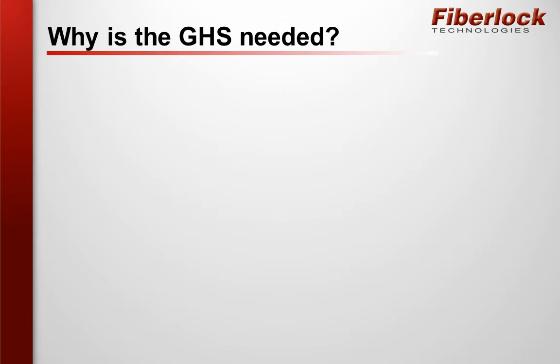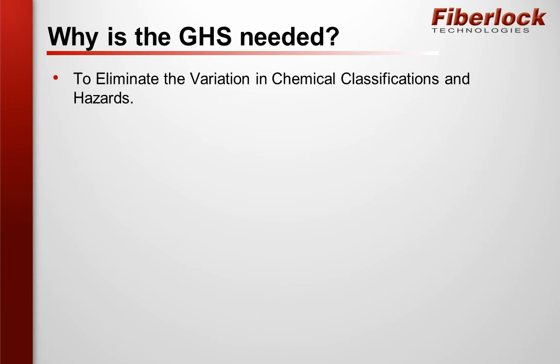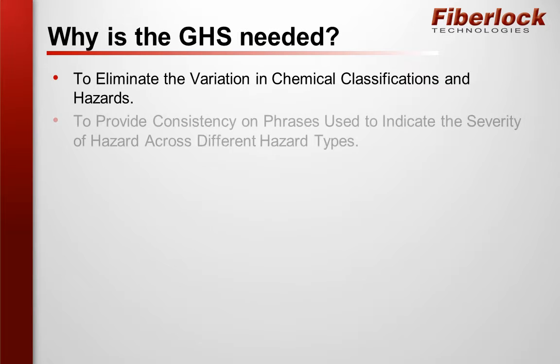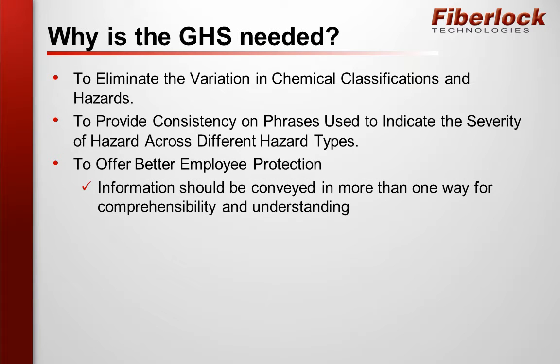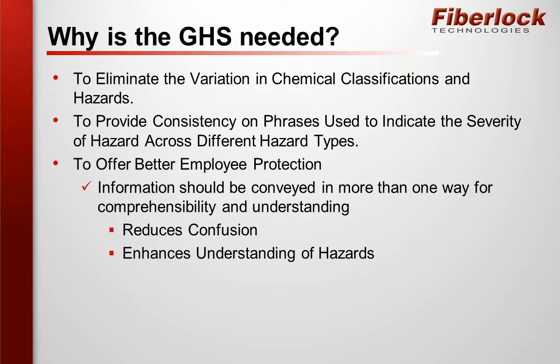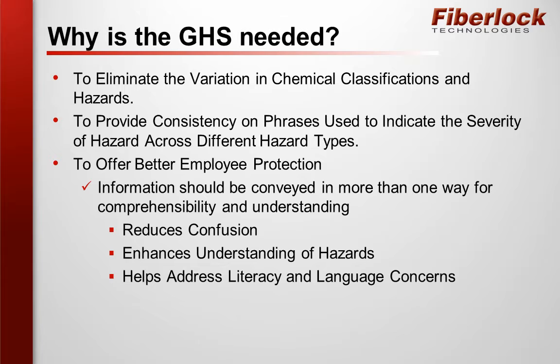So why is GHS needed? To eliminate the variation in chemical classifications and hazards, to provide consistency on phrases used to indicate the severity of hazard across different hazard types, to offer better employee protection. Information should be conveyed in more than one way for comprehensibility and understanding. It reduces confusion, enhances understanding of hazards, and helps address literacy and language concerns.